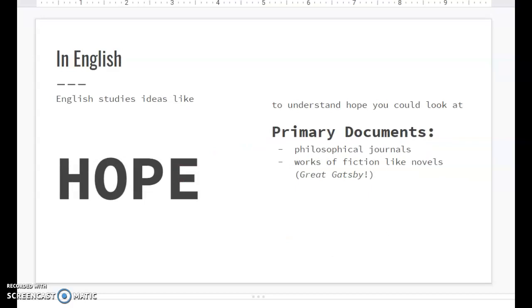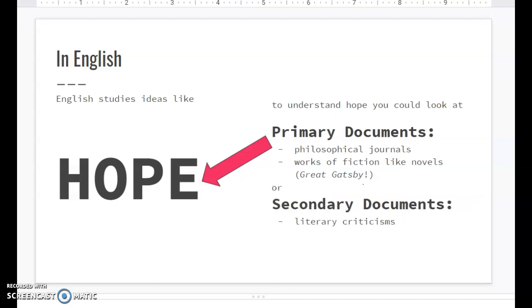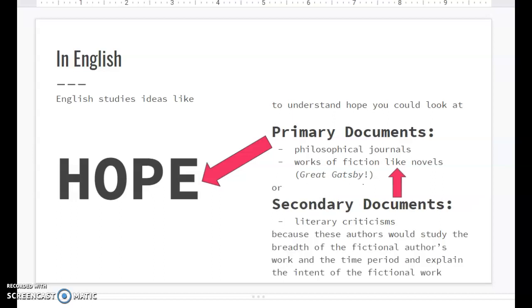We study ideas. So, for example, hope. Primary documents about hope might be, I don't know, works of fiction like The Great Gatsby. So through works of fiction, we're understanding, for example, Fitzgerald's firsthand experience with hope. Secondary sources then would be literary criticisms, because literary criticisms explain Fitzgerald's firsthand experience with hope. Hopefully, after you read Themes and Construction yesterday, you've got a better idea of what Fitzgerald was going for.